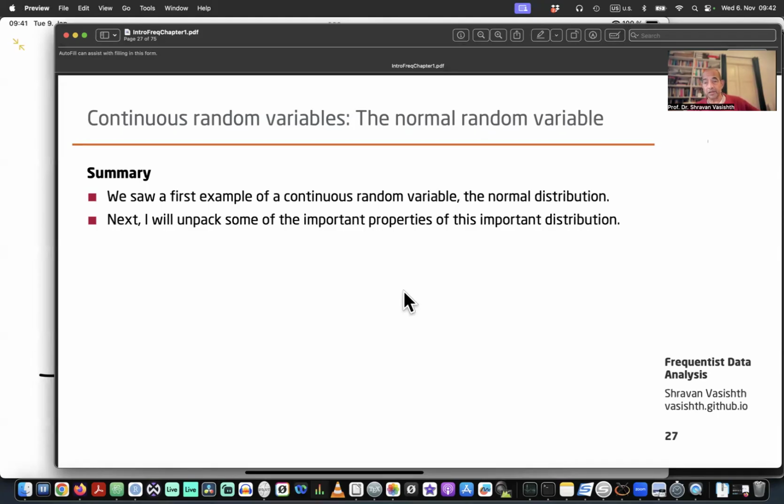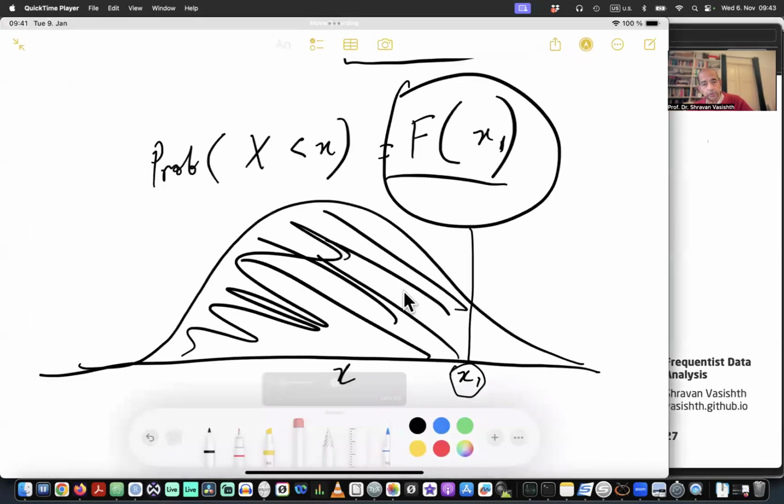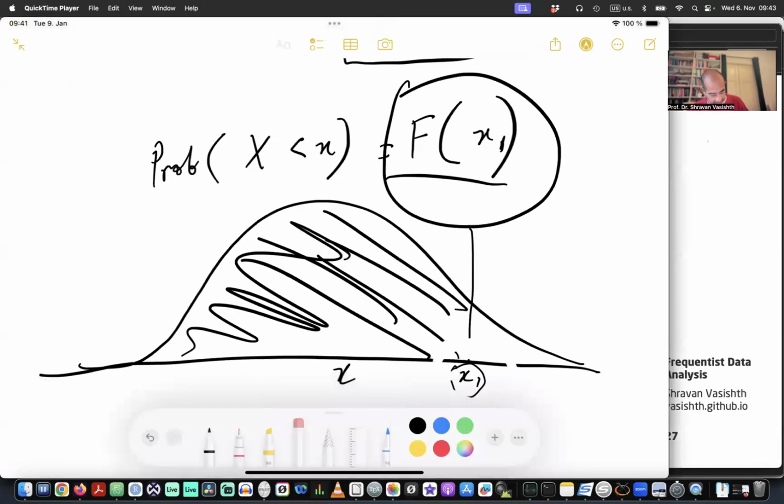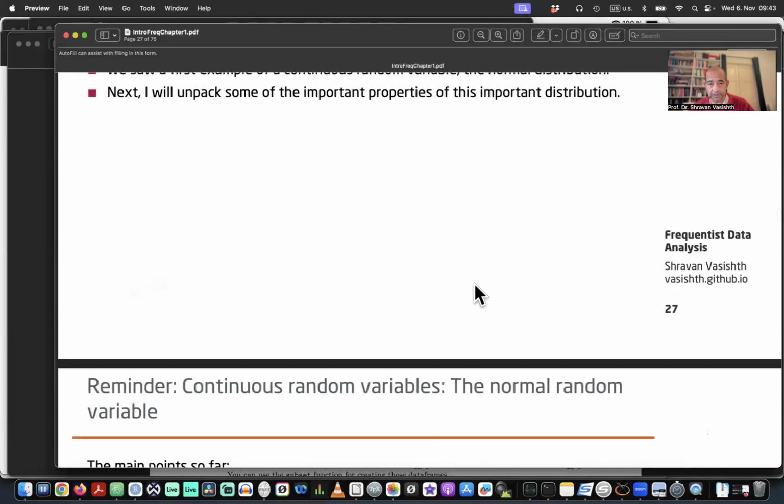So in the case of the normal distribution, there's a built-in function called pnorm that allows you to compute this cumulative probability of observing X or something less than that, right? So that's how this works. So that's where I'm going with this now, okay?